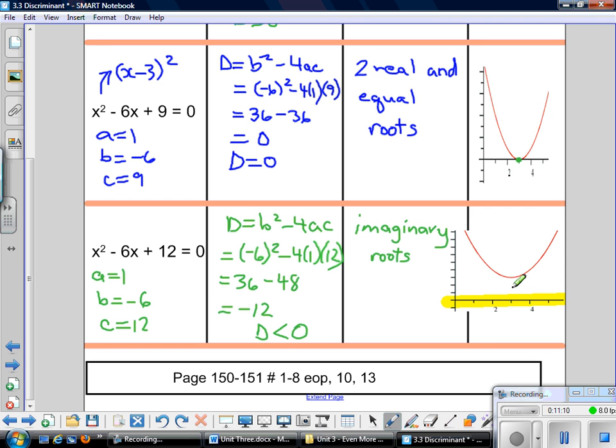Okay, now if you end up that a discriminant here equals 0, it means you could probably factor it, because it's a perfect square.